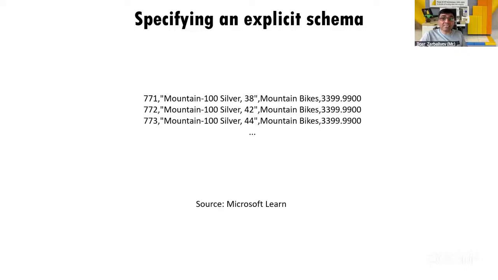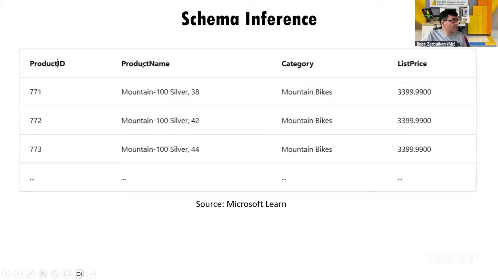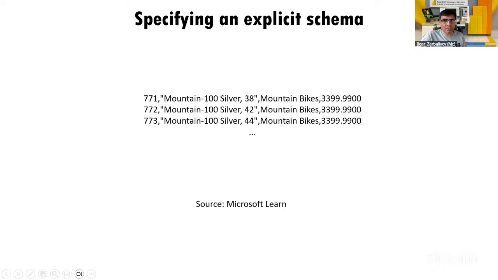In the previous example, the first row of the CSV file contained the column names. For example, if we go back, here we can see the column names, right? And Spark was able to infer the data type of each column from the data it contains. You can also specify an explicit schema for the data, which is useful when the column names aren't included in the data file, like this CSV example. For example, here we don't see the column names.